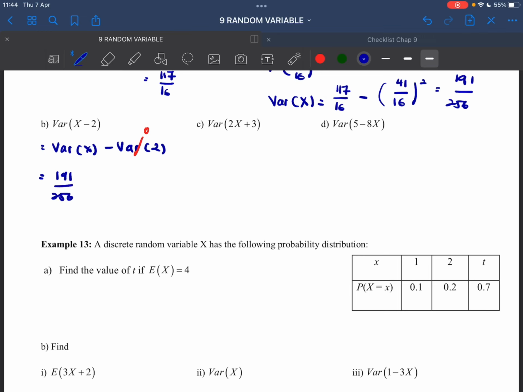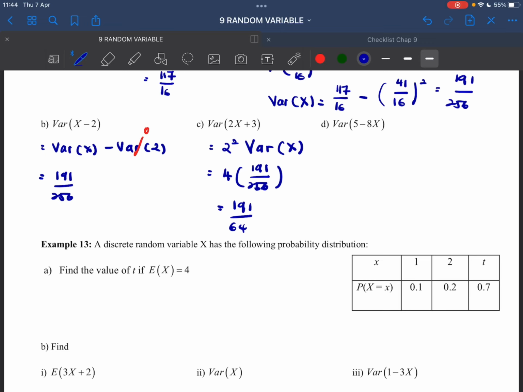And as for this one, Var(2X plus 3), by using the properties, we will have 2 squared Var(X). So that will be 4 multiplied by 191 over 256, and we'll get 191 over 64.